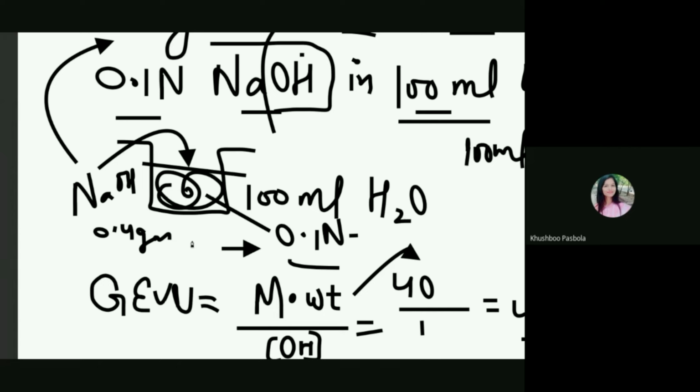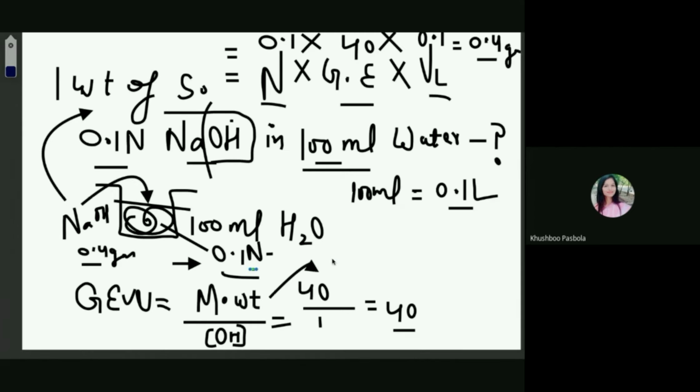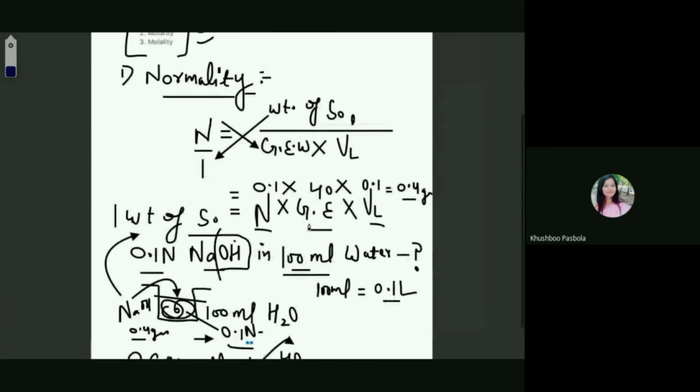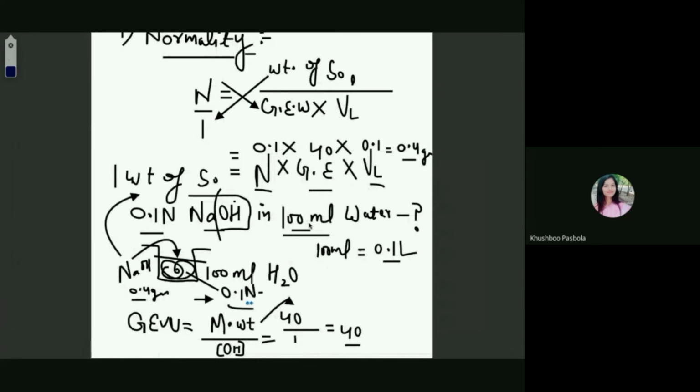In a weighing machine you have to weigh 0.4 gram NaOH and dissolve in 100 ml of water. Then the solution concentration will be 0.1 normal. So that is how you can prepare 0.1 normal NaOH solution in water. And this is known as normality.